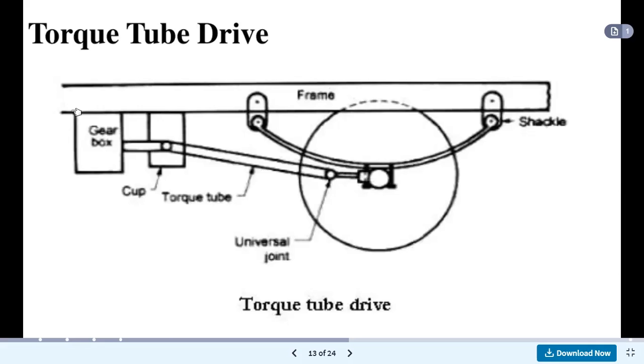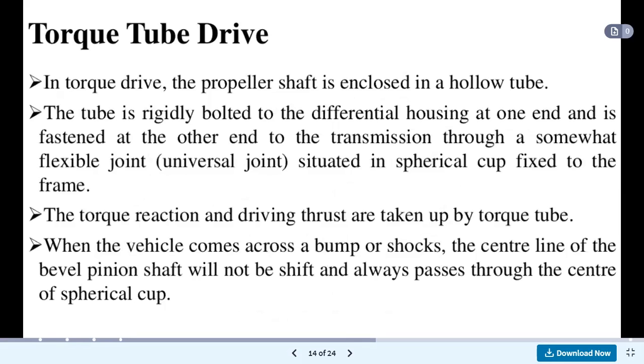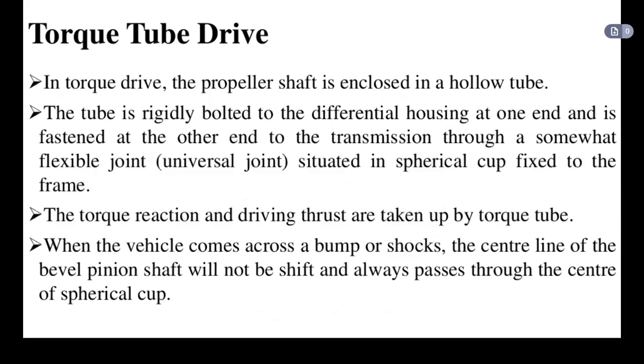Our concern is related to this torque tube. As the cross section is tubular, this is also called the torque tube drive. In this case, the propeller shaft is enclosed in a hollow tube. The tube is rigidly bolted to the differential housing at one end and is fastened at the other end to the transmission through a somewhat flexible joint. The universal joint is situated in a spherical cup fixed to the frame. The torque reaction and driving thrust are taken up by the torque tube.